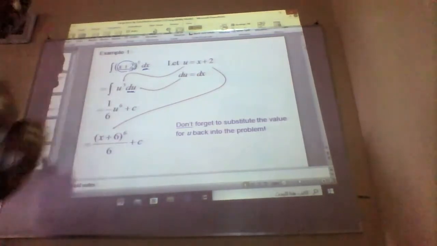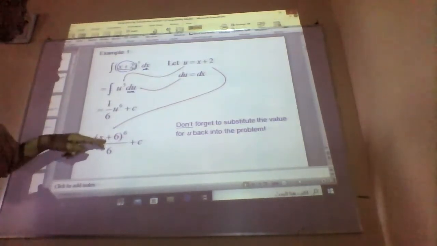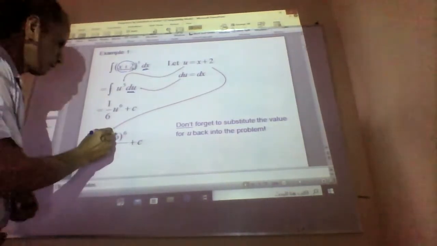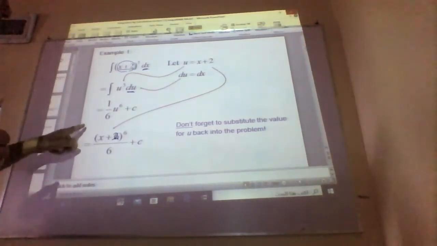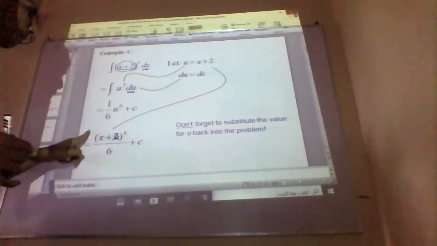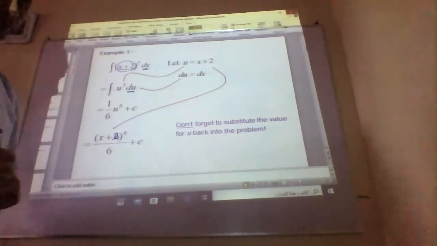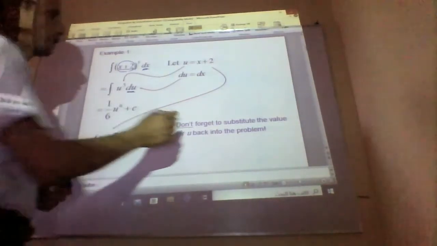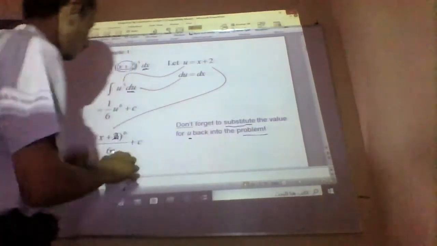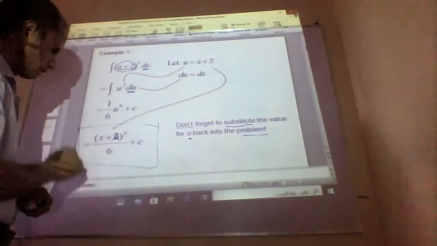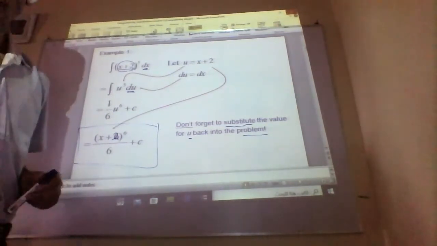Now we will inverse what we did before and put x plus 2 instead of u. So the final form is (x plus 2) all power 6 divided by 6 plus constant. Don't forget to substitute the value for u back into the result. This step will be done last. This is the first example.